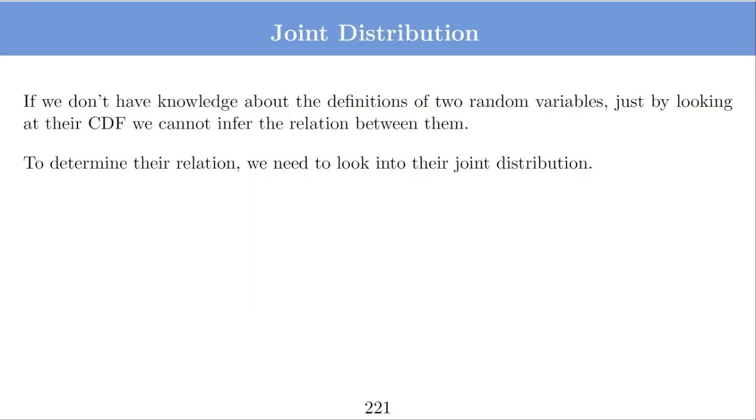So how do we determine the relation between two random variables? Of course, if we know their exact definition, then it's much more clear. But suppose we can only know the distribution. So one way to know what is the relation between two random variables, we need to look at their joint distribution. A distribution tells with what probability a random variable takes which value. And with joint distribution we talk about two random variables or more than two random variables, how they jointly take values.